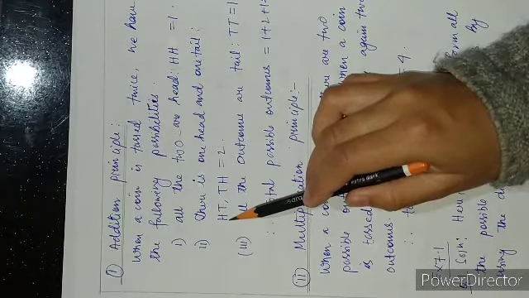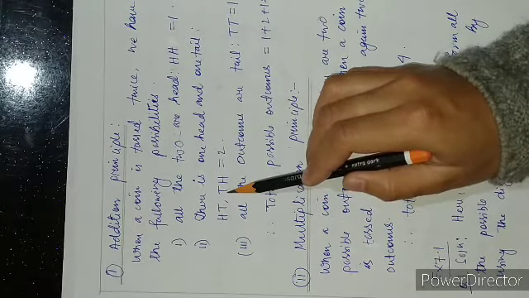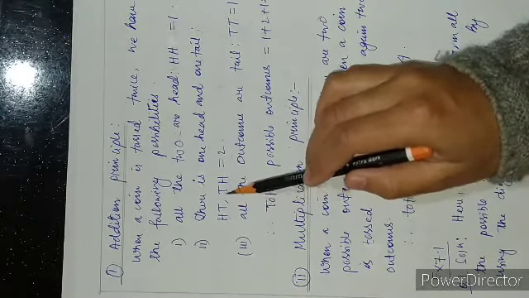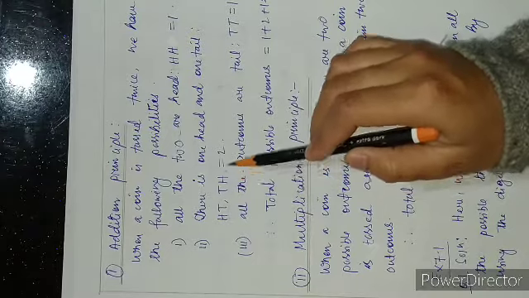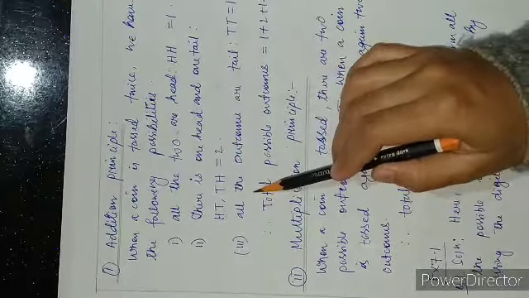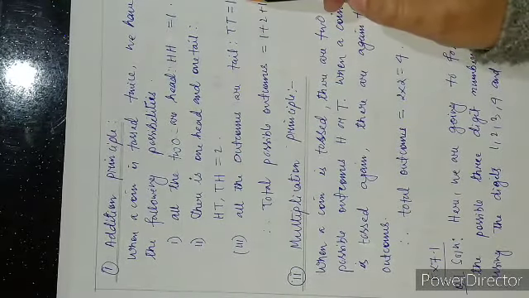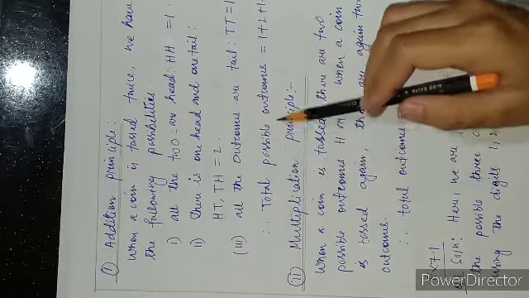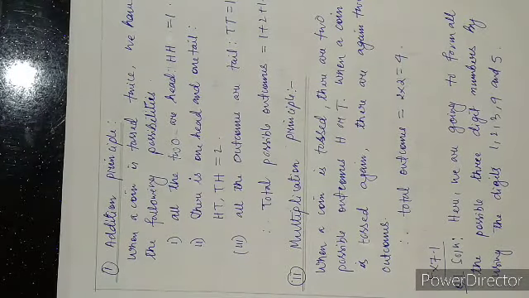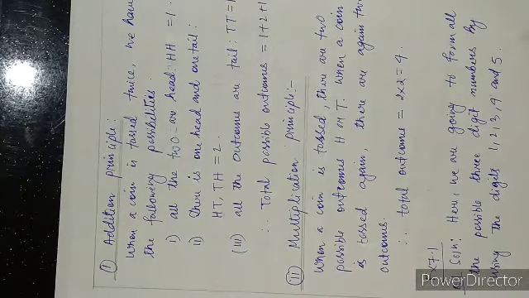HT means the first coin shows head and the second shows tail, and TH means the first coin shows tail and the second shows head. Possibility number 3, all outcomes are tail, which gives 1. Then by the addition principle, total possible outcomes is given by 1 plus 2 plus 1, which is equal to 4.